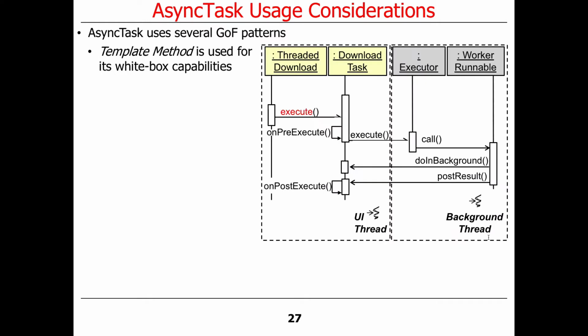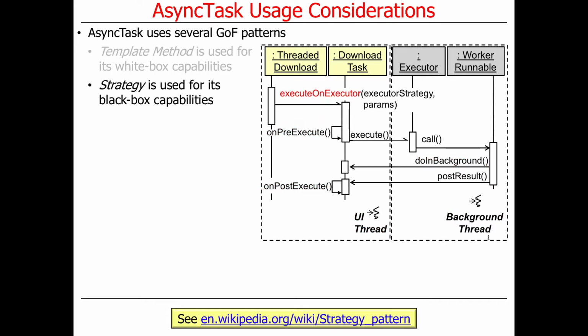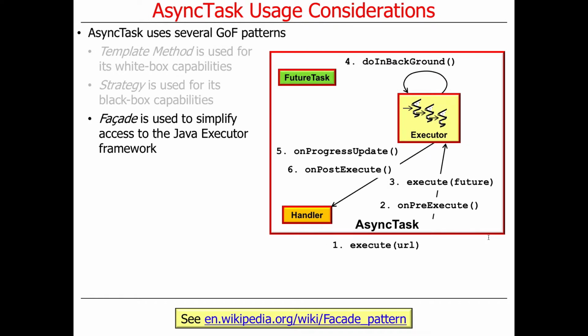So that's one set of things. And as you can see here, when you call execute, which is the template method in the template method pattern, then that'll end up calling back on pre-execute and on post-execute at the right point in time in the UI thread, and it'll call doInBackground at the right point of time in the background thread. So that's kind of template method. Strategy is used to pass in the executor strategy to the execute on the executor method. So you pass in a strategy, and that's typically a strategy object that you pass in there.